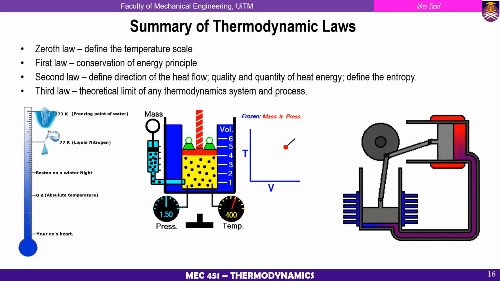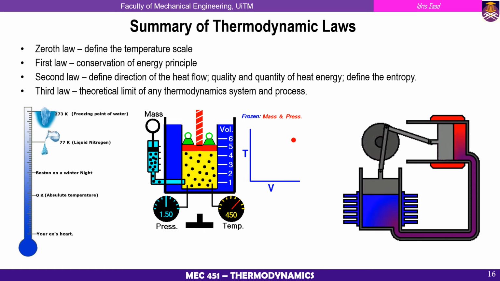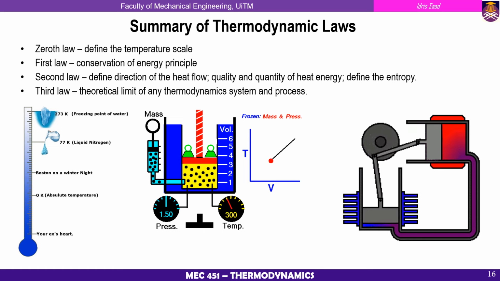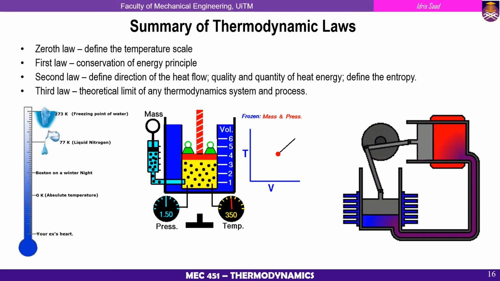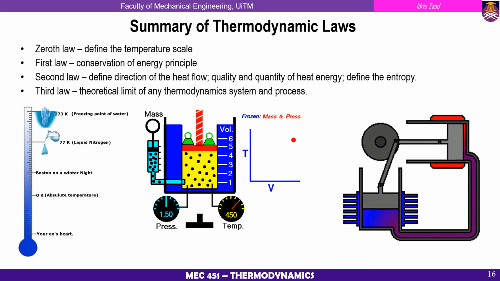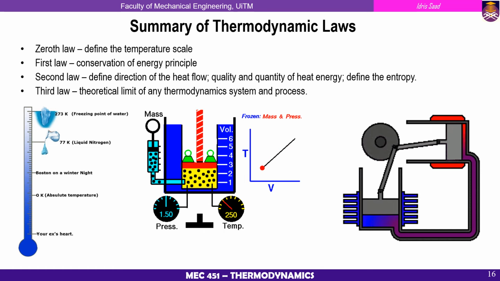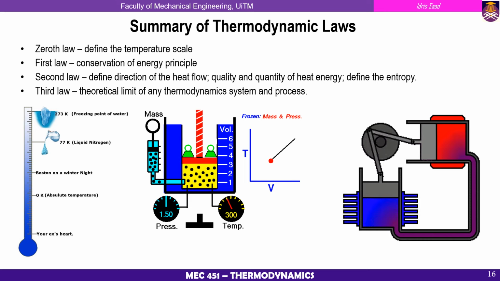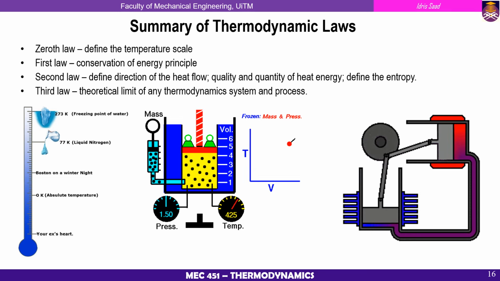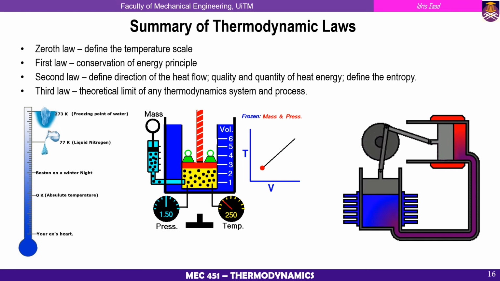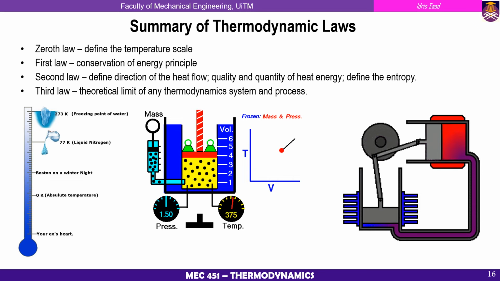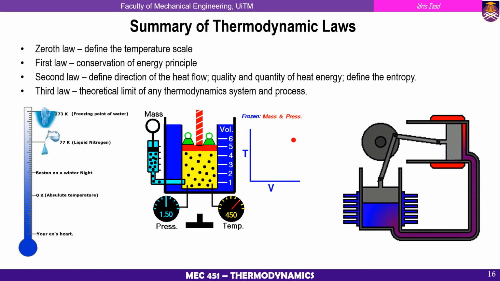The first law is basically derived from the conservation of energy principle. Energy cannot be created nor destroyed. Hence, the total energy in this universe or in any thermodynamic system must always remain constant. Based on that, we have the mathematical equation of the first law, which is energy in minus energy out is equal to the change of energy in the system. As for the second law, we can define the direction of the heat flow, which must always flow from a higher degree to a lower degree of energy in a natural condition.